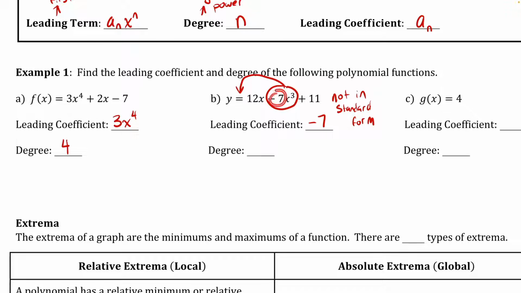So I'm just looking for that first number out in front of the variable. Ah, dang it. Yeah, it should have been 3.